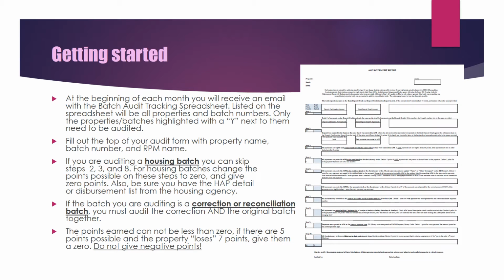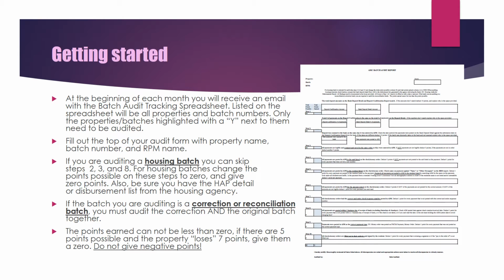Getting started. At the beginning of each month, you will receive an email with the batch audit tracking spreadsheet. Listed on the spreadsheet will be all properties and batch numbers. Only the properties and batches highlighted with a Y next to them need to be audited. Fill out the top of your audit form with the property name, batch number, and RPM name.